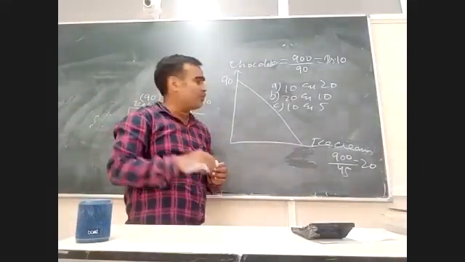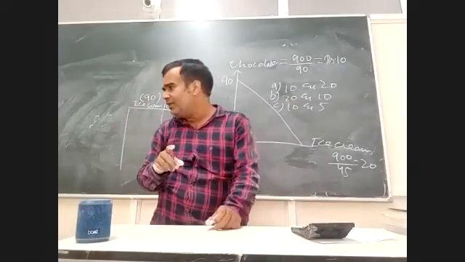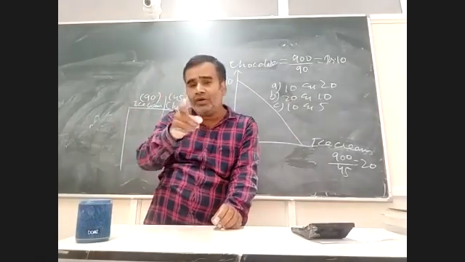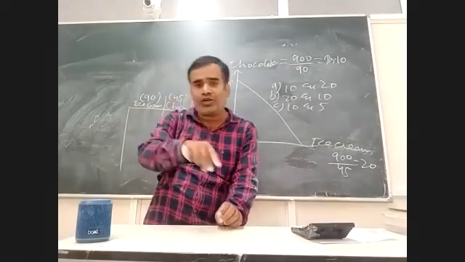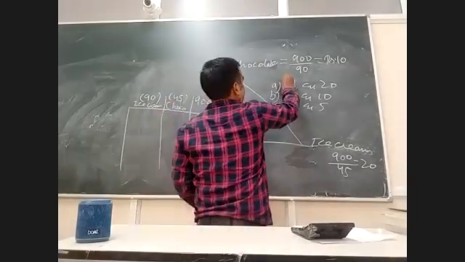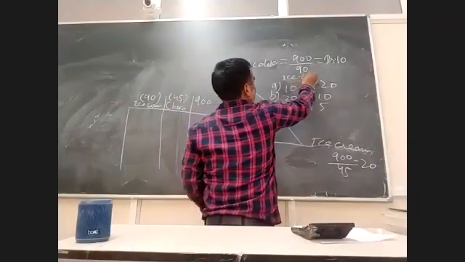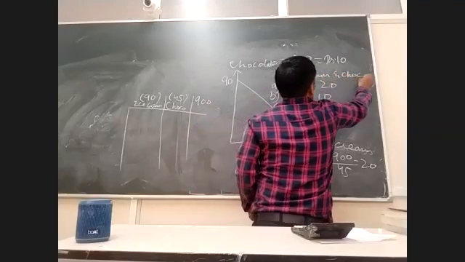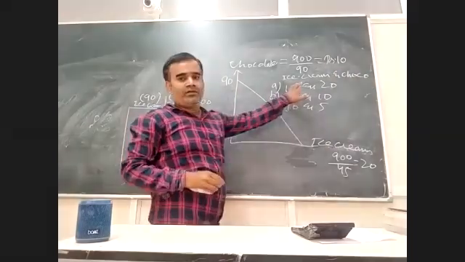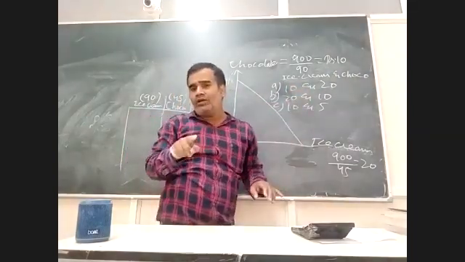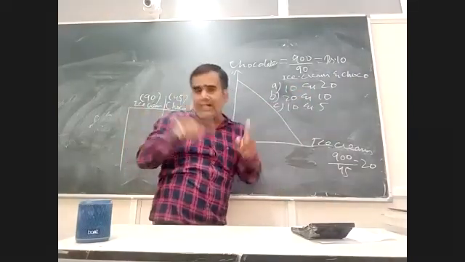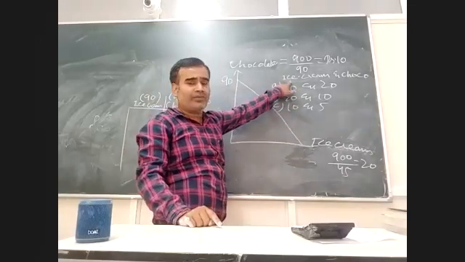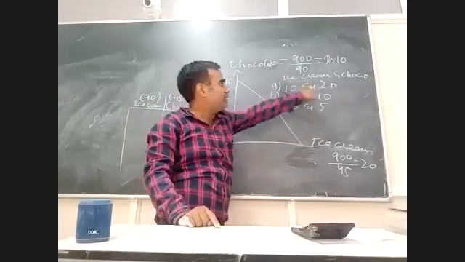Read the question. In the question, what order have they given? They have given that 900 is to be spent on two commodities, that is ice cream and chocolate. So our order will be this. First we will see the price of ice cream, and then we will see the price of chocolate. So first I have to find the price of ice cream and then chocolate.